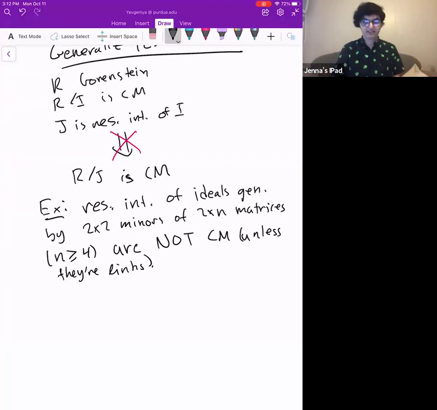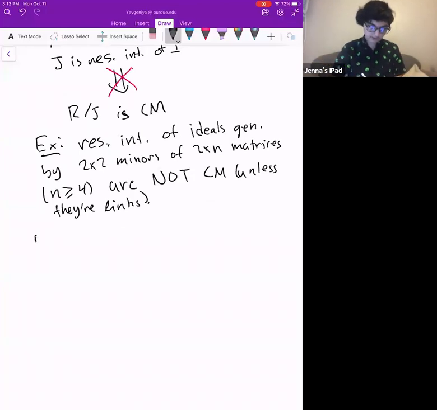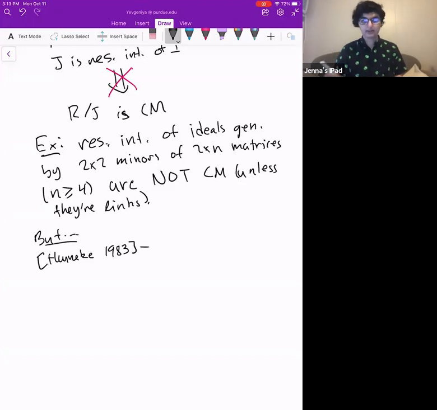However, mathematicians don't just give up there. They're like, okay, can we add on some extra assumptions to still make it true that R mod J is Cohen-Macaulay? And in fact, yes, you can. For instance, in Huneke's 1983 paper, he said that if I is also strongly Cohen-Macaulay, and to be strongly Cohen-Macaulay means that the Koszul homologies are Cohen-Macaulay, and G_S is a condition on the local number of generators, then R mod J is going to be Cohen-Macaulay.